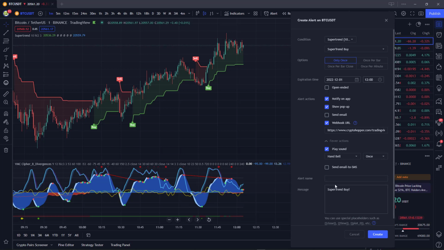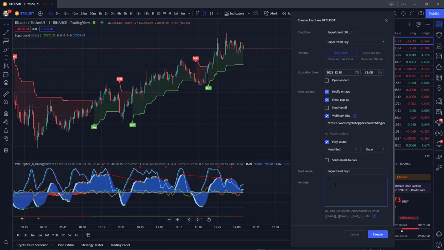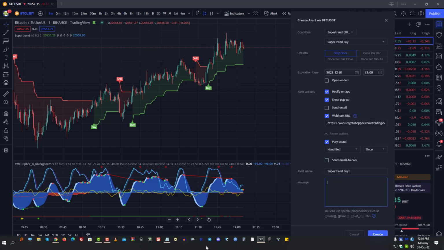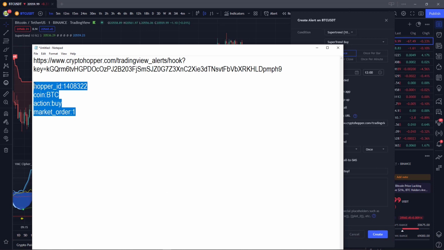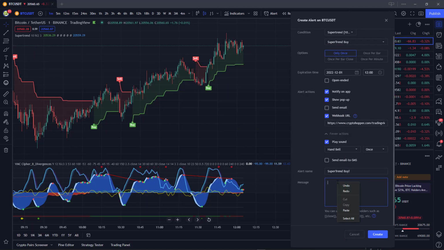Alright? So now, alert name, I usually do this. I just copy this, cut that out of there and paste that in there. What do we need to put in this box? Well, this is where our other section of code comes. Hopper ID. So yeah, this Hopper ID is the one that tells which Cryptohopper it is. Alright, there we go, and we paste that in there. And that is done.